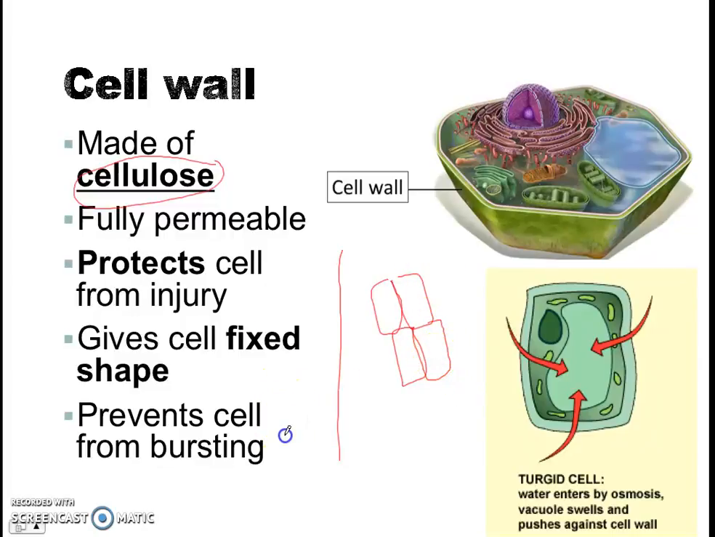And it also prevents the cell from bursting. So just now I was talking about water coming in to the vacuole. Imagine the vacuole expanding. It is the cell wall that prevents the cell from bursting. Okay, the vacuole expands, right? It pushes against the cell wall, and the cell wall resists. It pushes back and helps the cell not to burst.